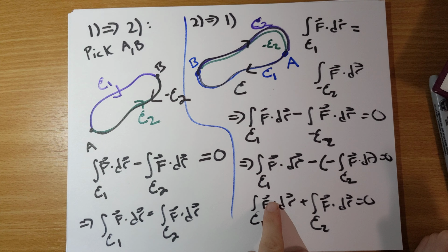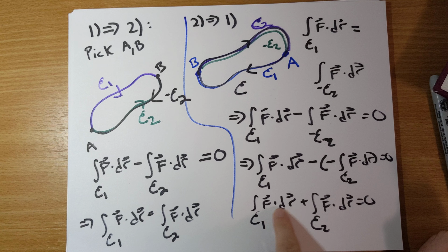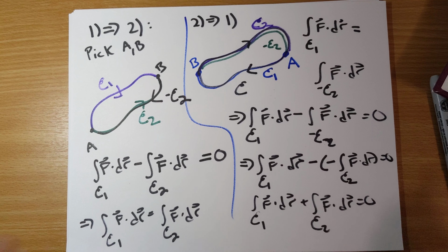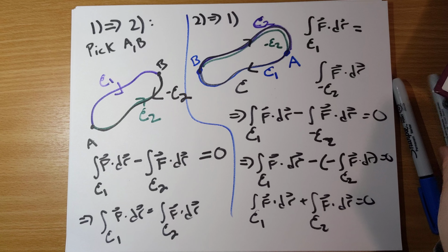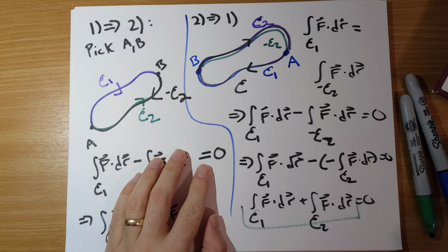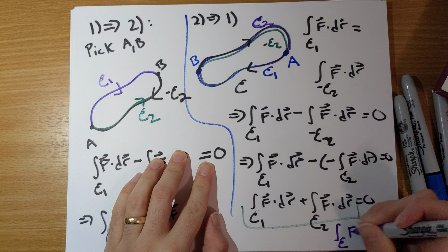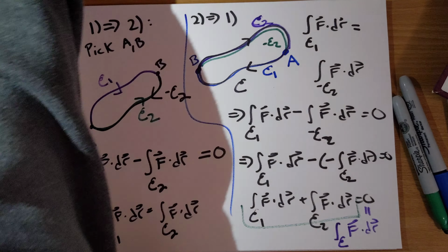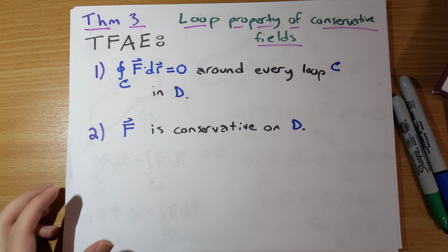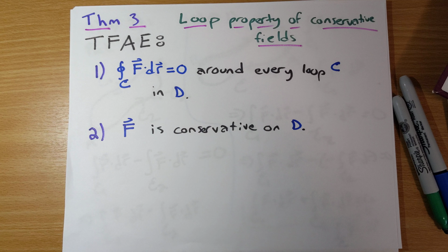And so we have that the integral over C1 of f dot dr plus the integral over C2 of f dot dr is equal to 0. But by additivity, this is just the integral over C of f dot dr, and this must equal 0. So this gives us this very nice loop property of conservative vector fields. If you know that your vector field is conservative, then you know that the integral over any closed loop of your vector field must be 0.